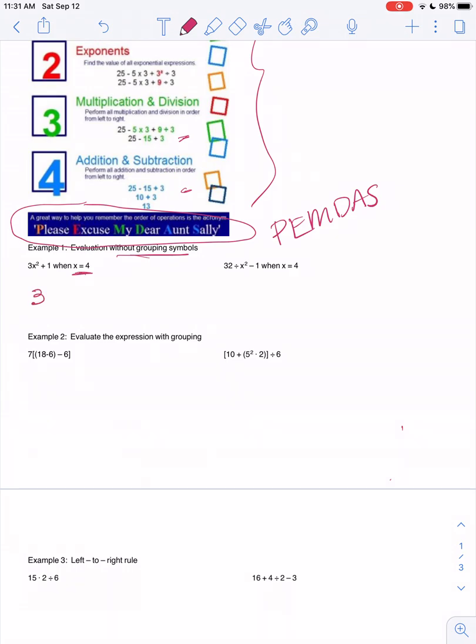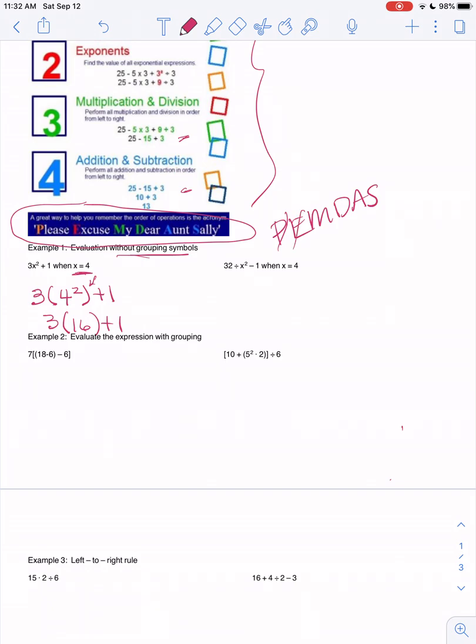So this time they ask us anywhere we see an x to go ahead and replace it with a 4. So we have 3 times 4 squared, or to the second power, plus 1. There's no parentheses. These parentheses are really just acting as multiplication, so we don't have to worry about that. So then we go to exponents. 4 to the second power means 4 times 4, or 16, so 3 times 16, plus 1. So we took care of exponents.